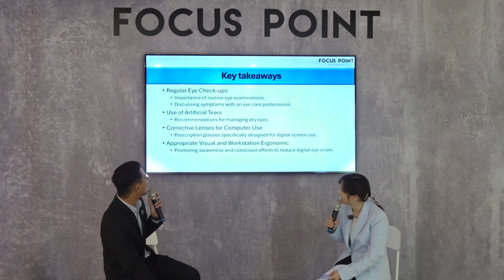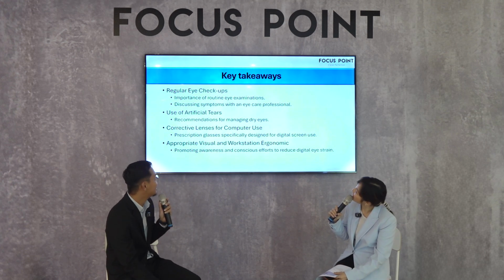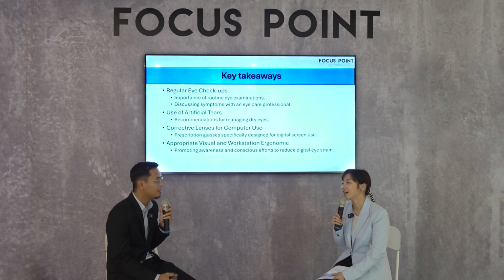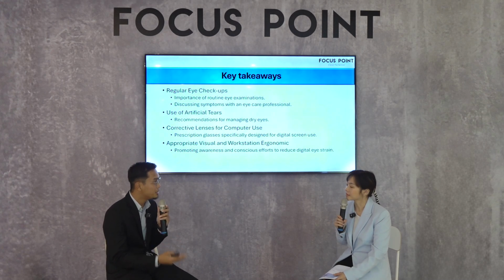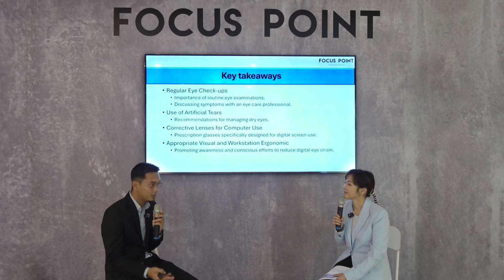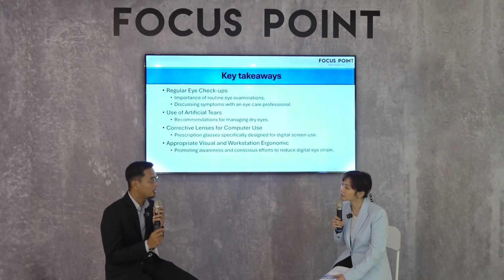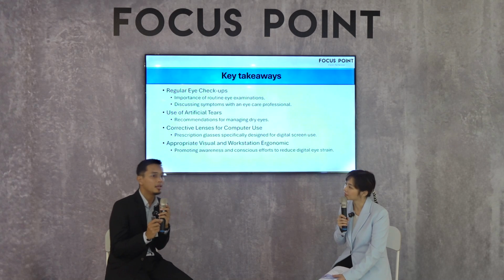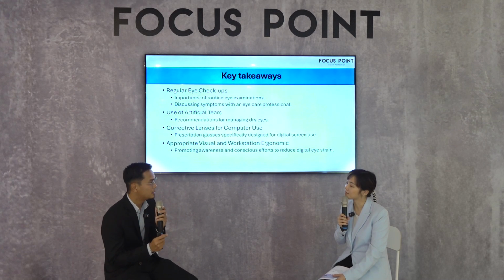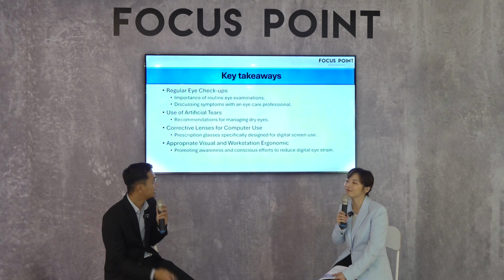So use artificial tears. It is recommended to manage your dry eye. But we will do a comprehensive eye examination, and we can find out whether you are having dryness or dry eye or not. Because as we mentioned just now, your blinking rate is slightly reduced, so you may feel a bit of dryness in your eye. If needed, we may prescribe artificial tears to reduce or soothe the problem.